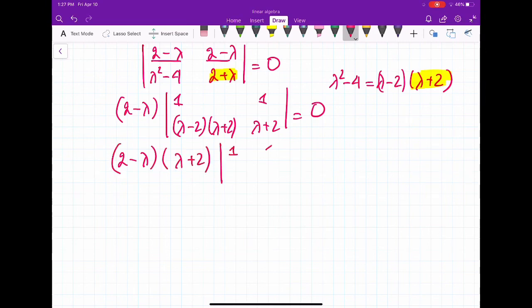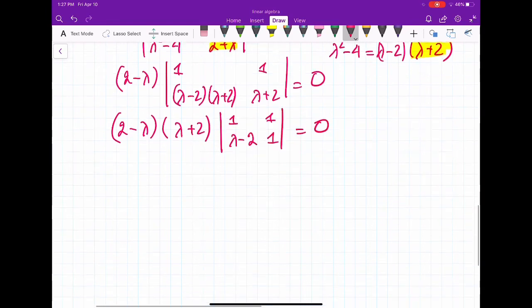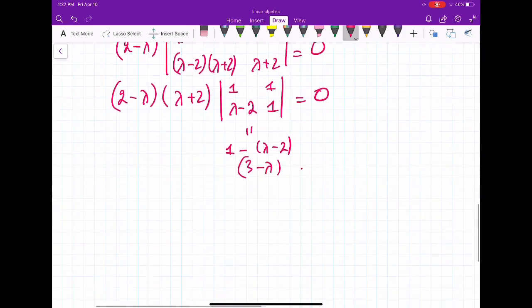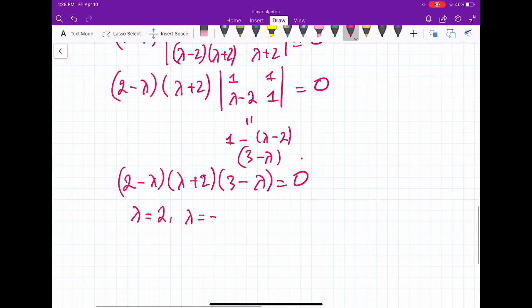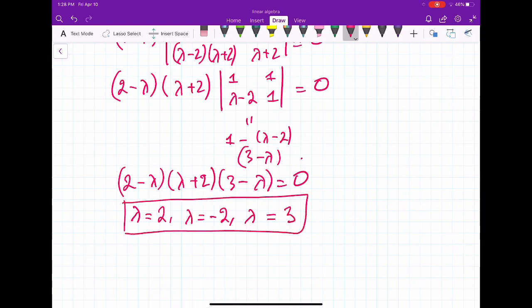And here I have 1, 1, lambda minus 2, and 1 equal to 0. This is equal to 1 minus lambda minus 2, which is 3 minus lambda, right? So I have 2 minus lambda, lambda plus 2, and 3 minus lambda equal to 0. From here, I get lambda equal to 2, lambda equal to negative 2, or lambda equal to 3. So this matrix has 3 eigenvalues.